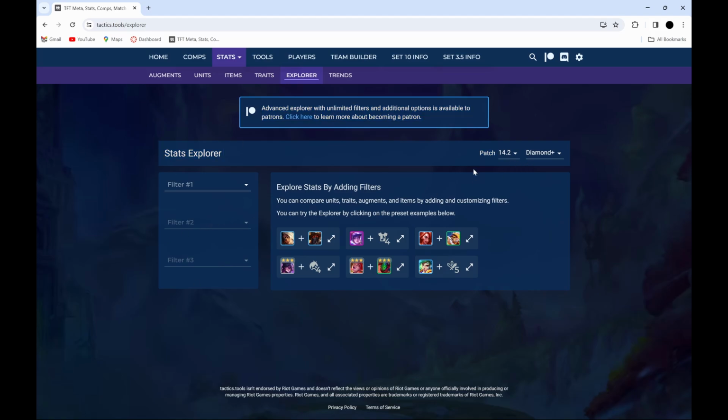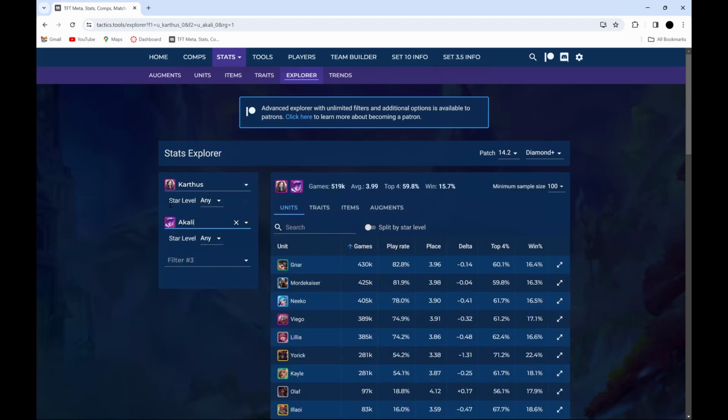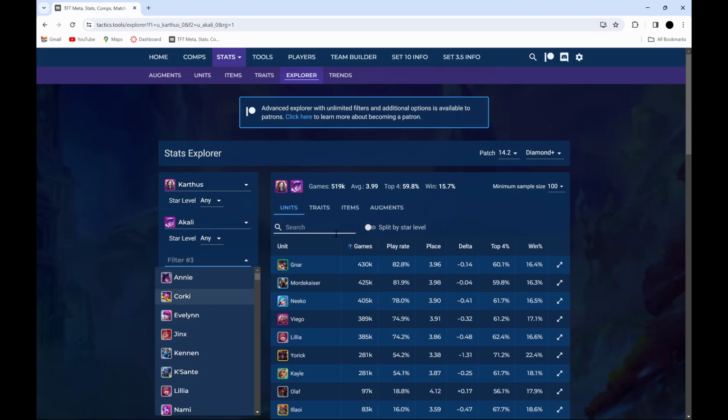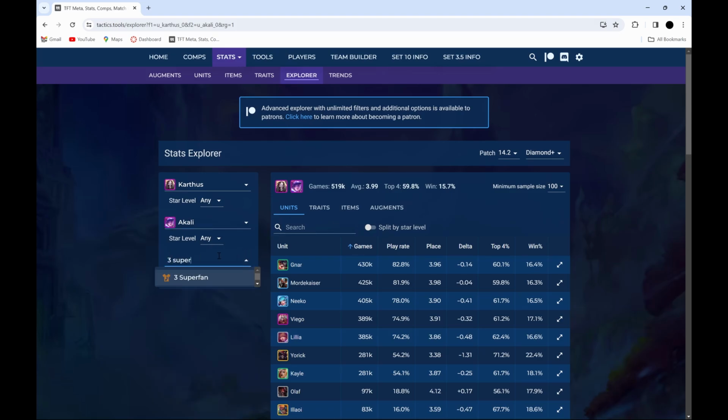To give a brief example of how to use this Explorer, let's say we want to see what augments are the best for our Karthus Akali comp. What we would do here is filter by Karthus and Akali. And let's say we're playing the Superfan version of the comp. We can also filter by 3 Superfan.